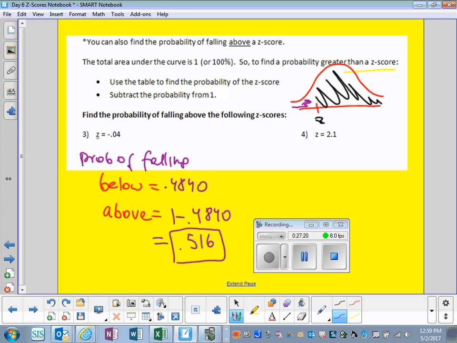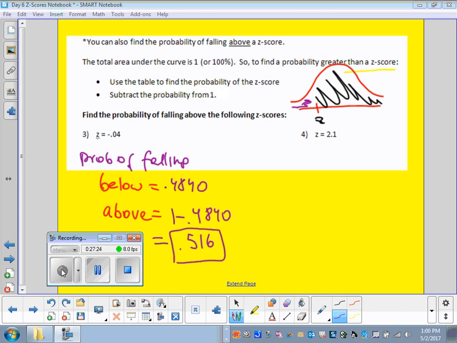Questions? Okay, you do the next one by yourself. Should I just write the answer? Okay, so the probability is 0.0179. No, it's 2.1, and then because there's no extra number behind it, it should be 0. So this is for above. Probability of falling below will be 0.9821. And now I can see 2.1, yes. Okay, now I got it right. And probability of falling above would be 1 minus 0.9821, which is 0.0179. Yeah?